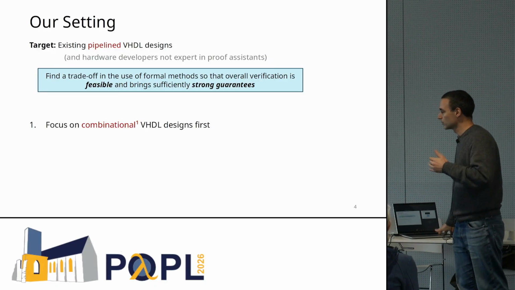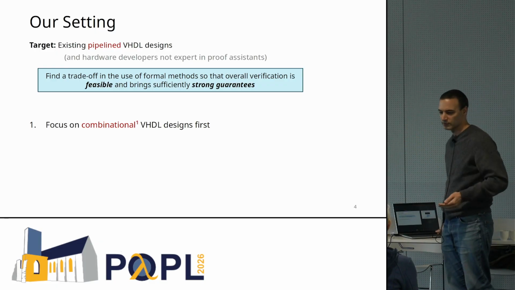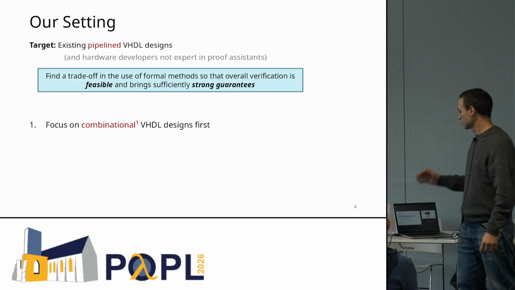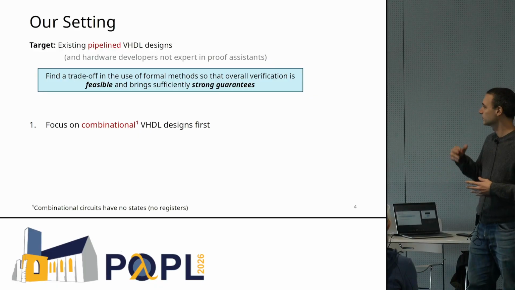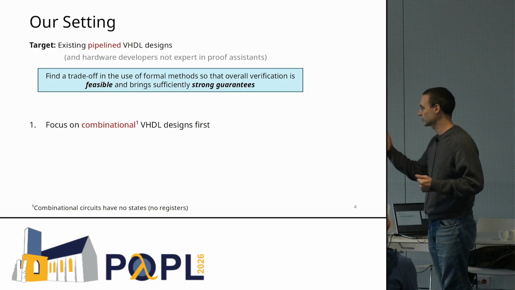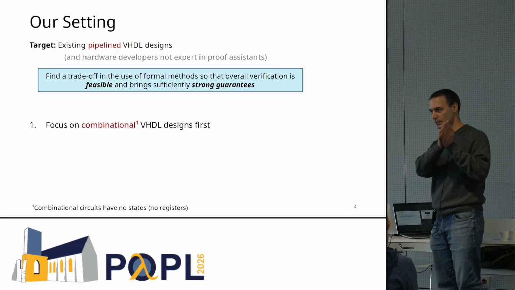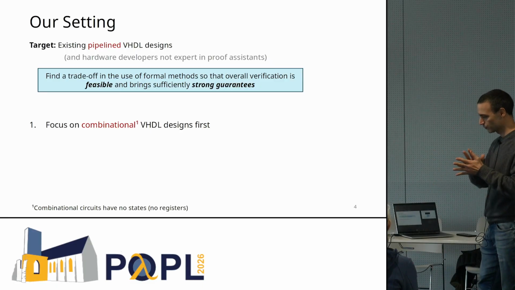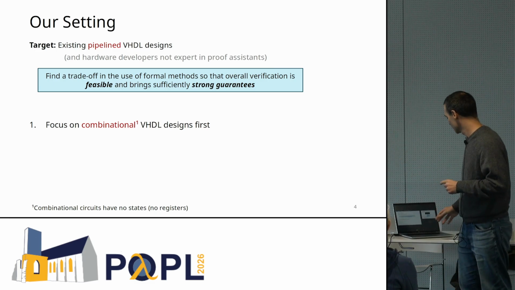So I want to summarize a few steps. This is also the overview of the talk, an overview of our work. So you first focus on combinational designs. So the combinational circuit is a circuit that has no states. So there are no registers and no flip-flops. So it's really you give inputs, and within the same clock cycle, you get outputs. So this is, of course, much simpler.